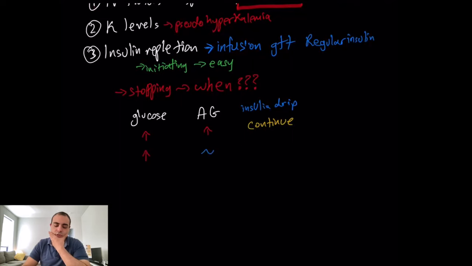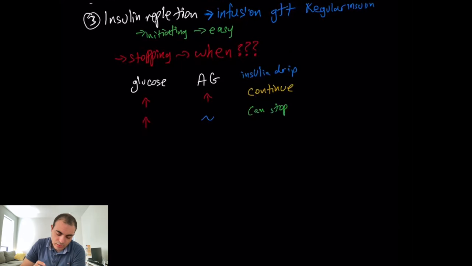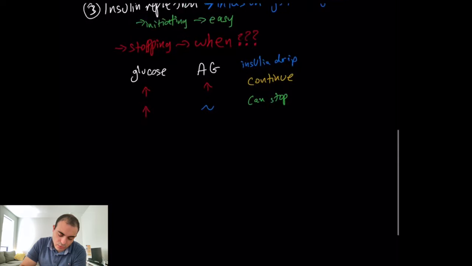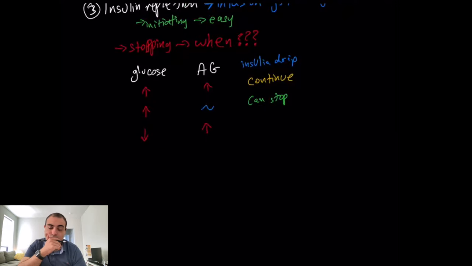Okay, glucose level is high and anion gap is normal. What are you gonna do with the insulin drip? So here you can stop. Okay? All right, let's hit you with another scenario. The glucose level is low and the anion gap is high. What are you gonna do? You would continue, but you'll add dextrose with it.